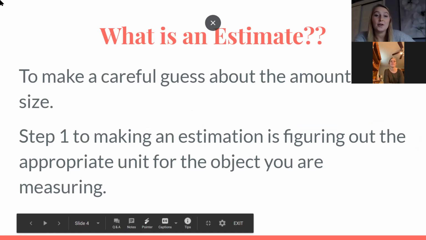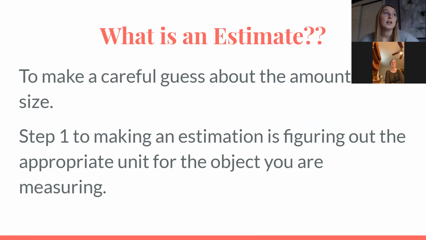All right, so we're going to talk about what is an estimate first. Can anyone tell me? Well, I guess I have it written here, so we're just going to talk about it. An estimate is to make a careful guess about what an amount or size is. So for the first step to making an estimate about a measurement, you're going to figure out the appropriate unit that you need to use for measuring the object.